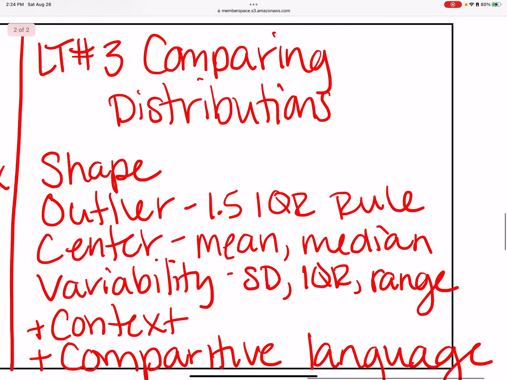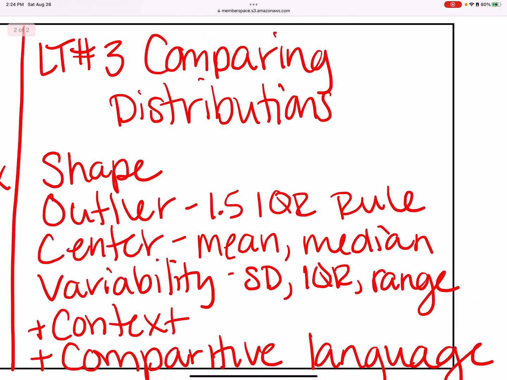So for learning target number 3, to compare the distributions, you're going to use CUS and BS, but when you compare them, you're going to make sure you use comparative language. So remember CUS and BS, C stands for center. You use the mean when it's symmetric, use the median if it's skewed or has an outlier. U stands for unusual features, which is your outliers or your gaps. And so we have a rule. So now you're going to use the 1.5 IQR rule as a guideline.